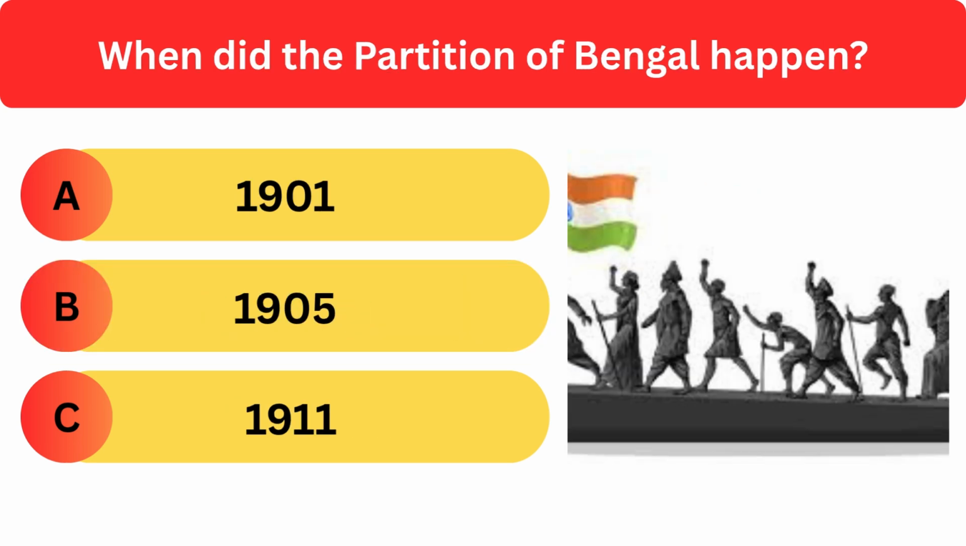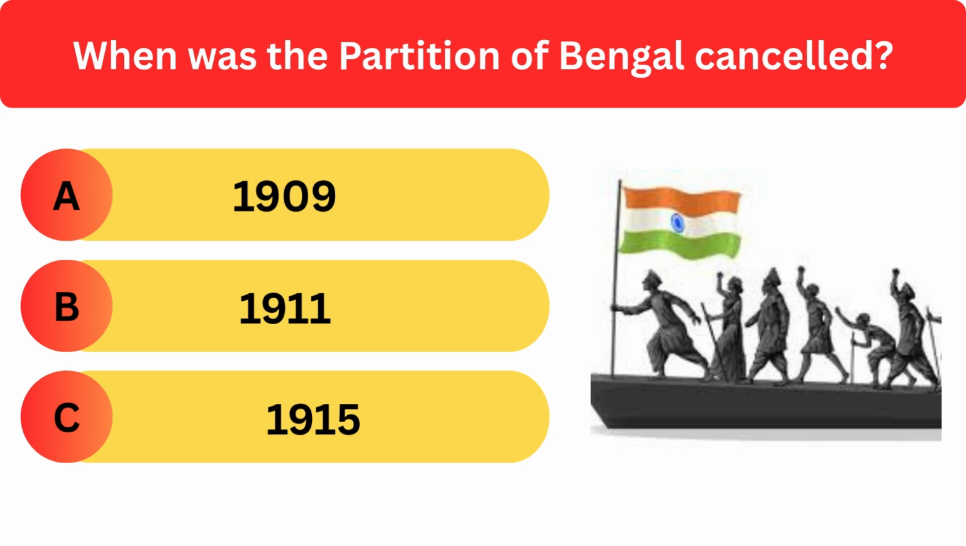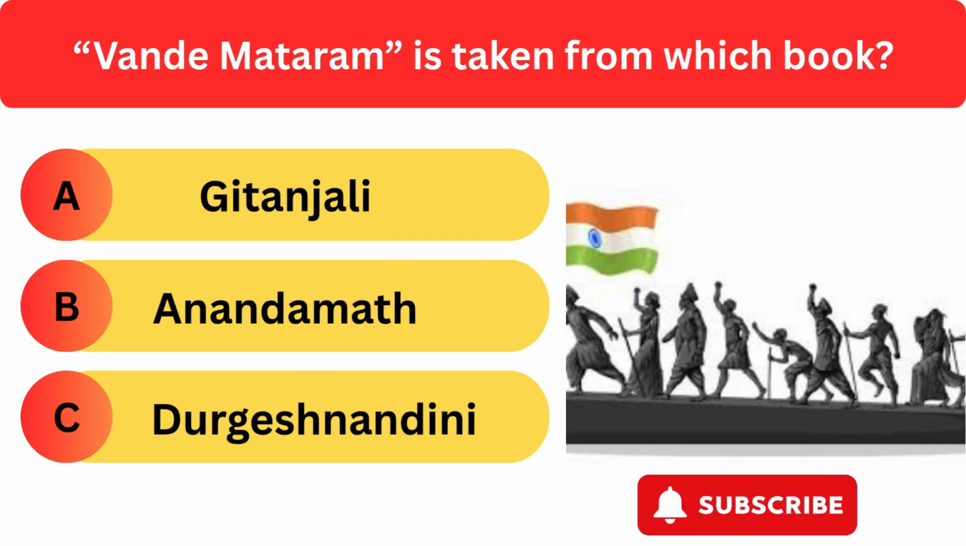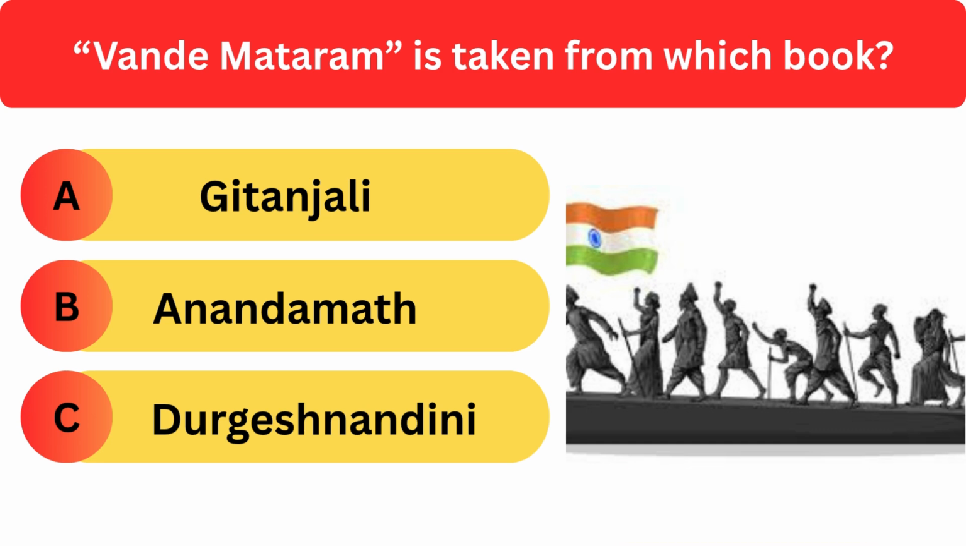When did the partition of Bengal happen? 1901, 1905, 1911. Correct answer is 1905. When was the partition of Bengal cancelled? 1909, 1911, 1915. Correct answer is 1911. Vande Mataram is taken from which book? Geetanjali, Anandamath, Durgesh Nandini. Correct answer is Anandamath.